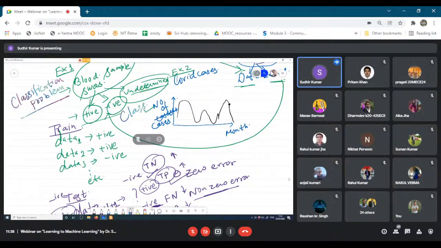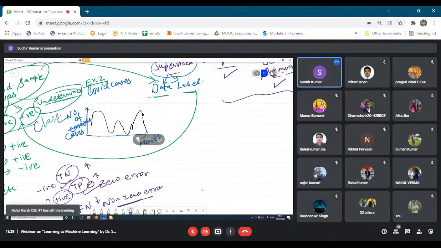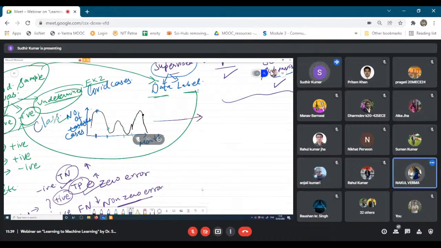Now, can you tell me what is the name of the problem for example 2? Is it a classification problem or something else? Something else. And here you see that you have the month 1 data corresponding to the number of COVID cases, some data correspondingly a number of cases like this. You see? So what do you think should be the name of this problem? We have already studied it.